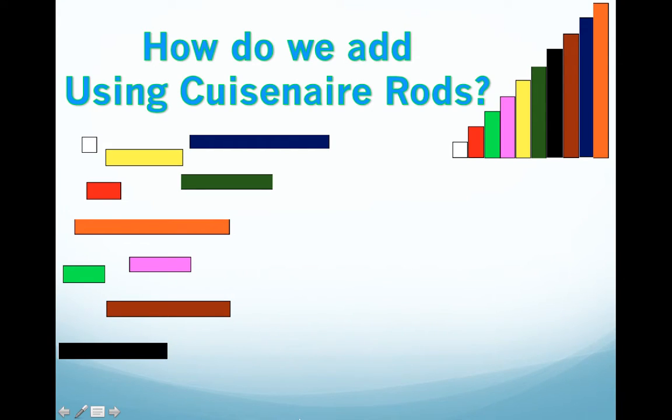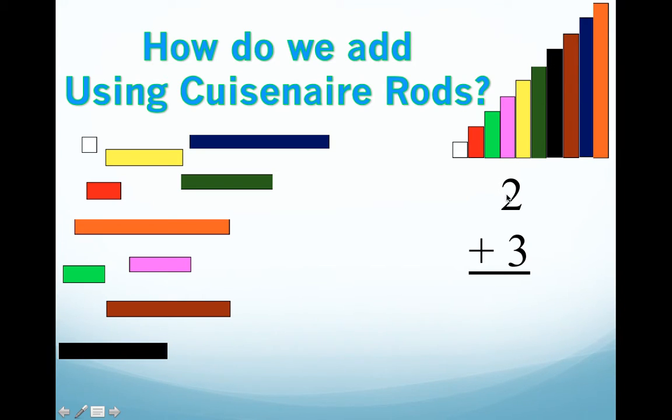So how do we add using the Cuisenaire rods? Let's start with a simple addition statement. Also, if you notice, I added the staircase up here in the corner so that we can be reminded of the value of each rod. So let's use a simple addition statement. 2 plus 3. Now I'm sure you all know the answer, but let's use the rods to try to find the answer. So let's look at our problem and examine how we want to do this.